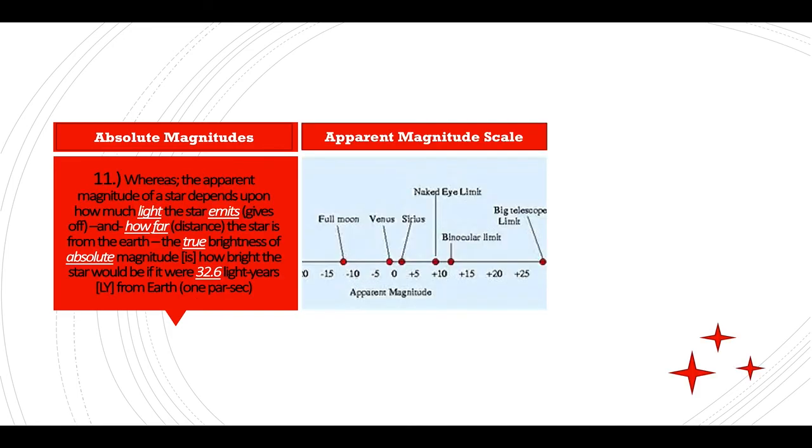And so the next part we're going to talk about is absolute magnitudes as compared to apparent. That'll be for part 2. So I'm going to stop here now.